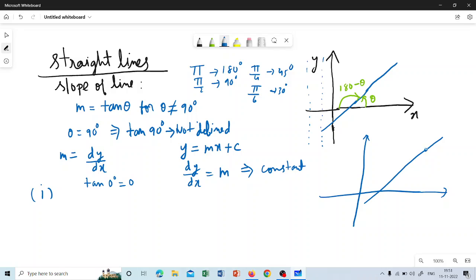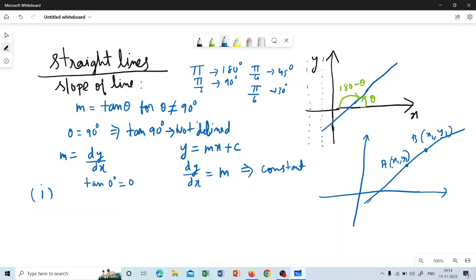So I will take 2 points. Let this be A, x1 comma y1, and this point be B, x2 comma y2. So I am representing it in this way. I want to compute the slope given the 2 points on a line. So we know the 2 points of the line, and also I want to compute not only for a line, but this is a general formula which applies to any curve. So let me check how.